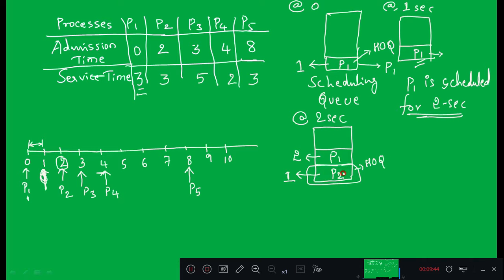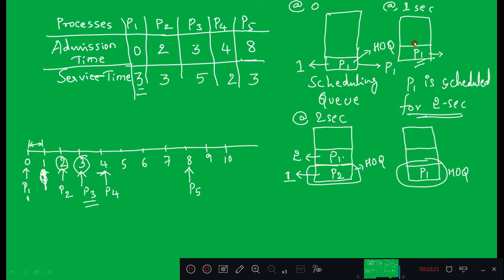Okay, so now P2 is scheduled at 2 seconds. P2 is scheduled and P2 will run for 1 second, right? So once P2 completes its execution, P2 will be preempted, and the next process after P2 is P1. So that will come in place of the head of the queue, right? So the head of the queue will be pointing to process P1. So after this, which process is kept? At 3, you see, P3 is entering, right? So the preempted process will be kept.